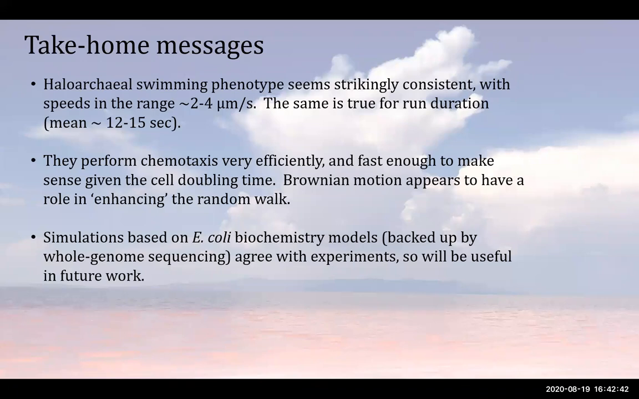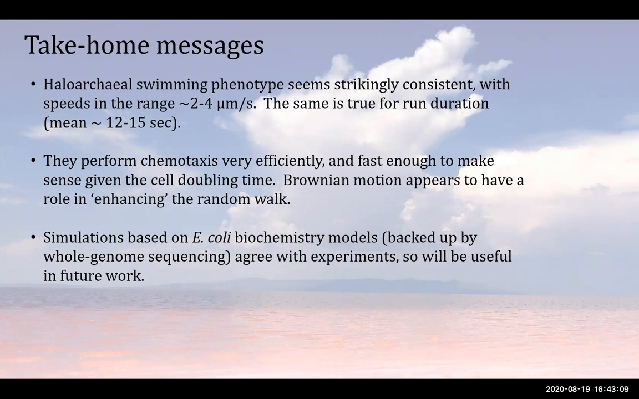So this is about the end of what I wanted to talk about, and these are the take-home messages. We say haloarchaeal swimming phenotype is quite consistent. So it's not just us that see these very slow swimming cells that reverse rarely. The same is true for a lot of different species studied by different groups. But no one's really commented on the fact this doesn't seem to make sense in the context of what we know about bacteria. In fact, they perform chemotaxis quite efficiently according to the simulations that we've conducted. And again, we've backed up these simulations using experimental data.